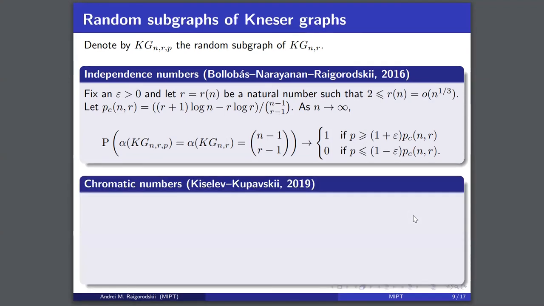And for chromatic numbers, it's also possible to prove a result, which is already not about stability, as in the case of independence numbers, but about asymptotic stability. The chromatic number of Kneser's graph equals n minus 2r plus 2. r is a constant, okay?